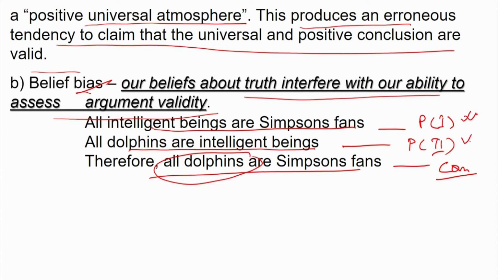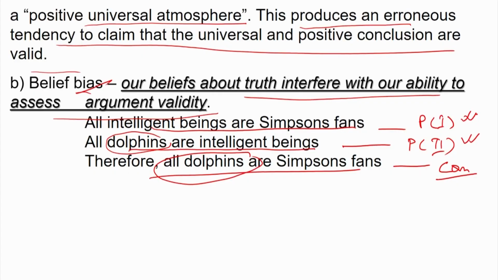For statement 2, they look at the validity, but as soon as they look at this, dolphins are intelligent beings, it is valid and it is true too. But when they conclude dolphins are Simpson fans, they use their knowledge of truth condition. They believe that dolphins do not get a chance to look at Simpsons, and so there is no way a dolphin is actually going to be a Simpson fan, and so that leads them to say that this is invalid, whereas this is a perfectly valid statement, because this statement here somehow interferes with people's belief systems.